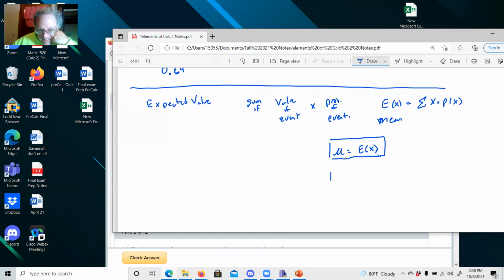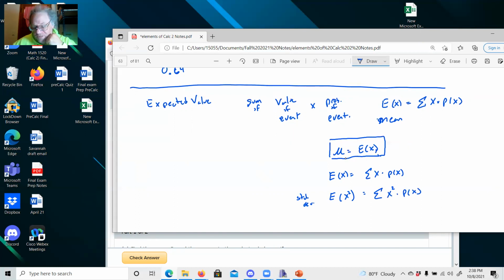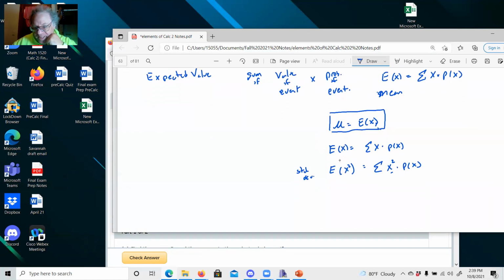So the expected value is equal to the sum of X times P of X. Expected value of X squared, we use this a little bit later. It's not the standard deviation, but it's related to standard deviation. This is the sum of X squared times P of X. So the value of the event squared times the probability of the event.